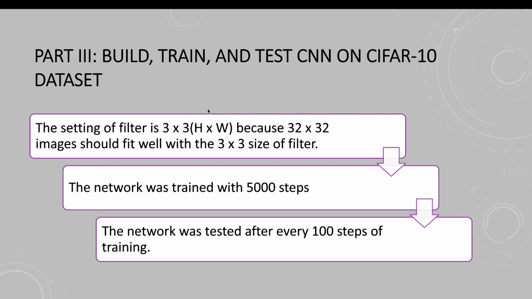To train the dataset, we're gonna set the filter so the 32 times 32 pixel image should fit well with a 3 times 3 size of the filter, and then we're gonna set the step of the training at 5,000 steps, and then we're gonna test after every 100 steps of the training.